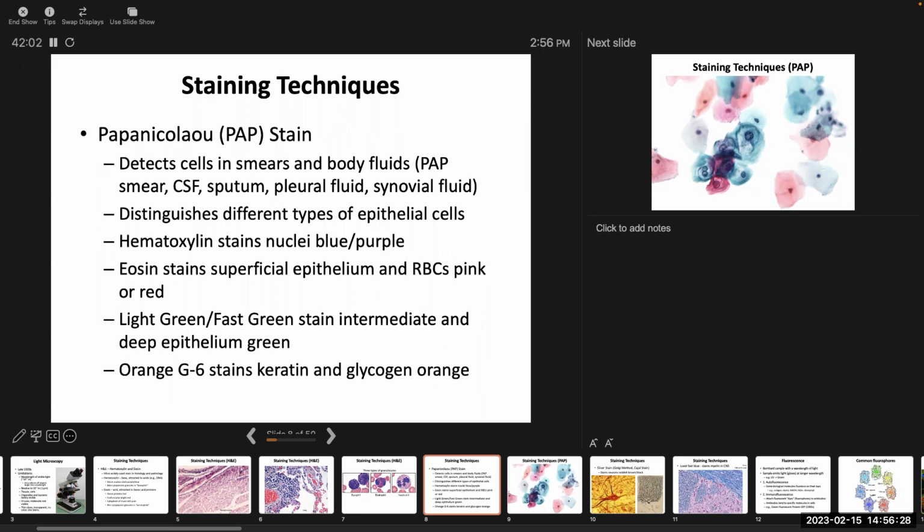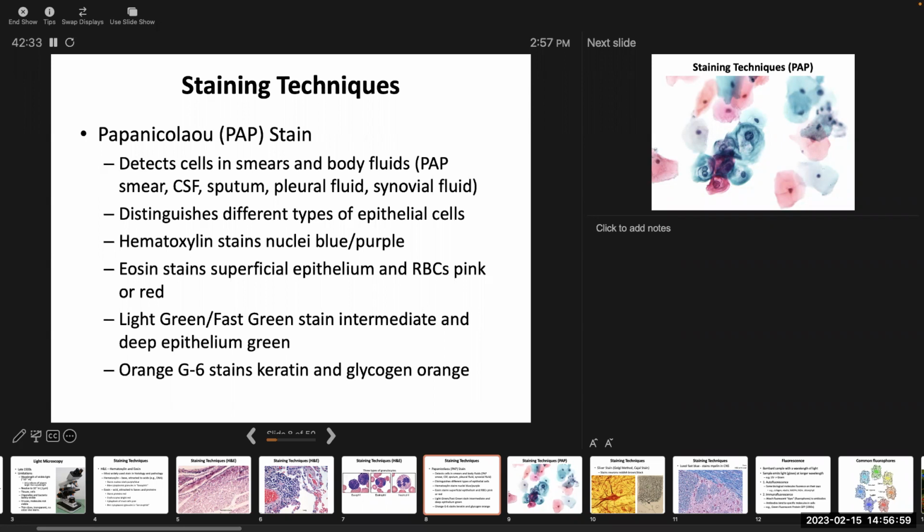Sputum, which is just spit or mucus. Pleural fluid: somebody has an infection in their lung, you might take a sample of pleural fluid and look for the presence of cells in pleural fluid. Synovial fluid from a joint. If people have a lot of white blood cells in the synovial fluid, that's indicative of a form of arthritis in the joint. So you can analyze the presence of cells in these different fluids or in a smear.